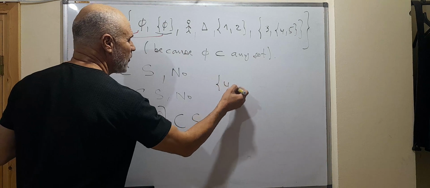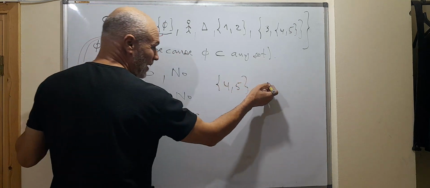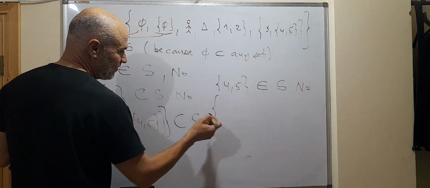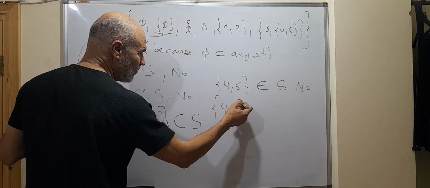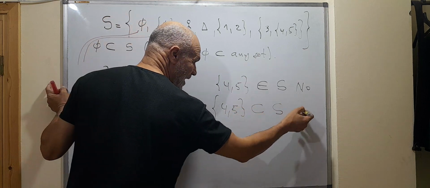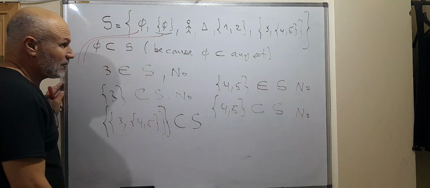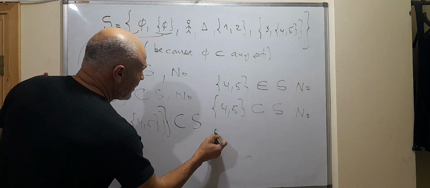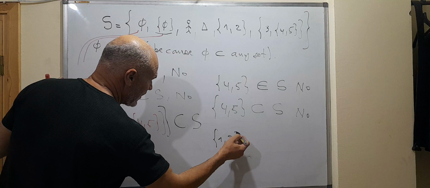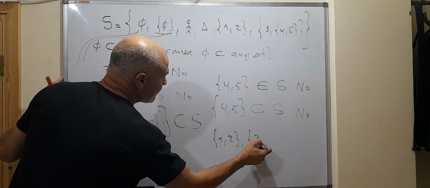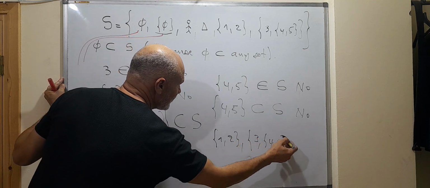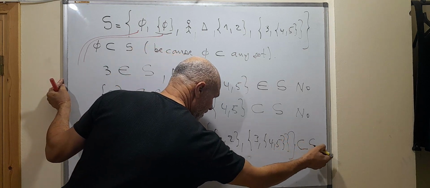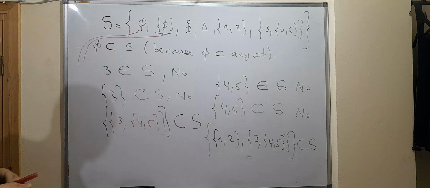How about 4, 5? Isn't an element of S? No. Isn't included in S? No. What else? This, for example, is included in S, as we said.